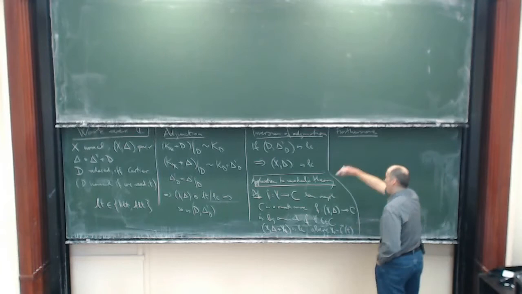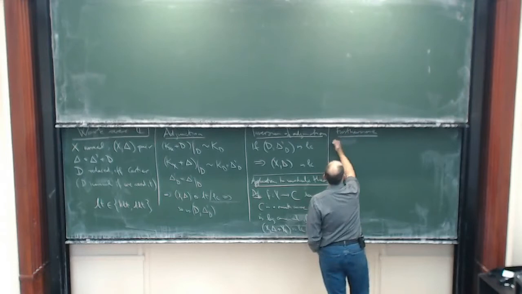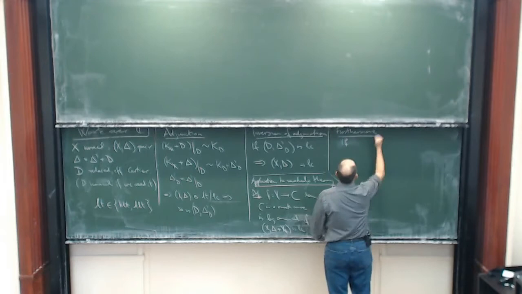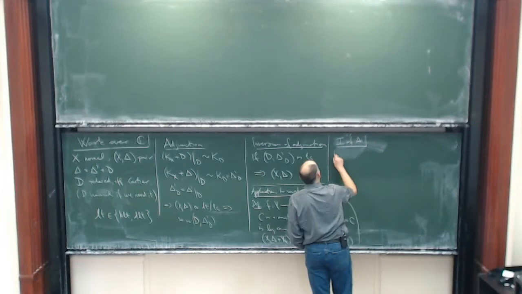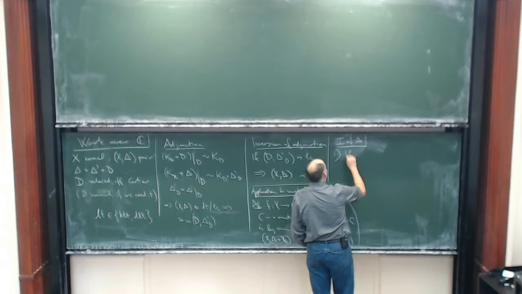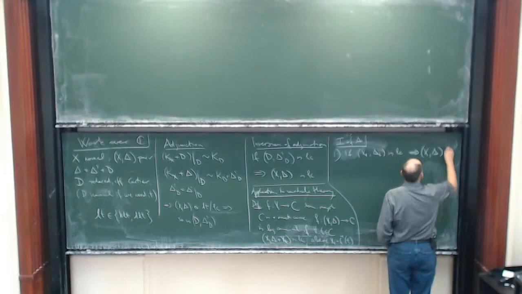And a further statement that follows from inversion of adjunction is that, okay, let me actually revise this a little bit. Inversion of adjunction, let me make it two statements. So one is that for a family, if (X_t, Δ_t) is log canonical, then (X, Δ) is log canonical.